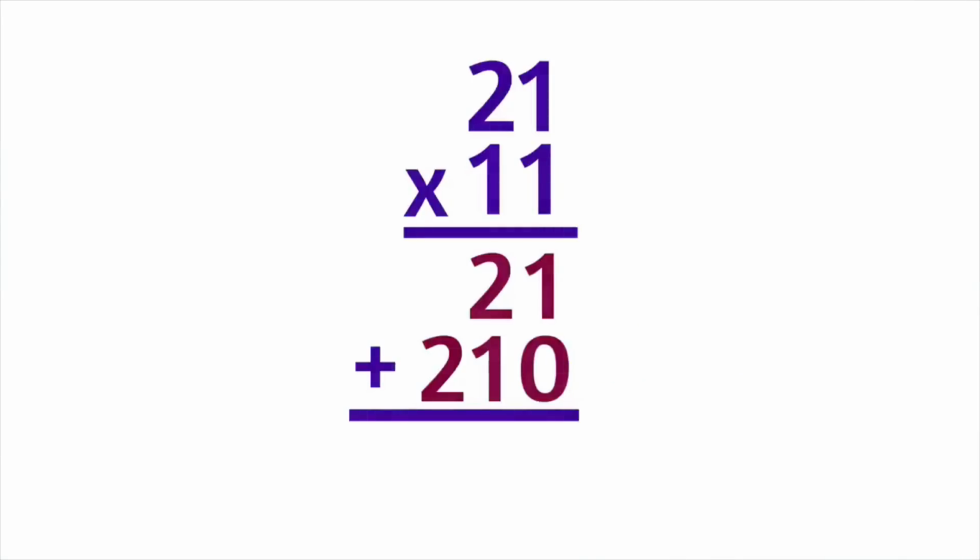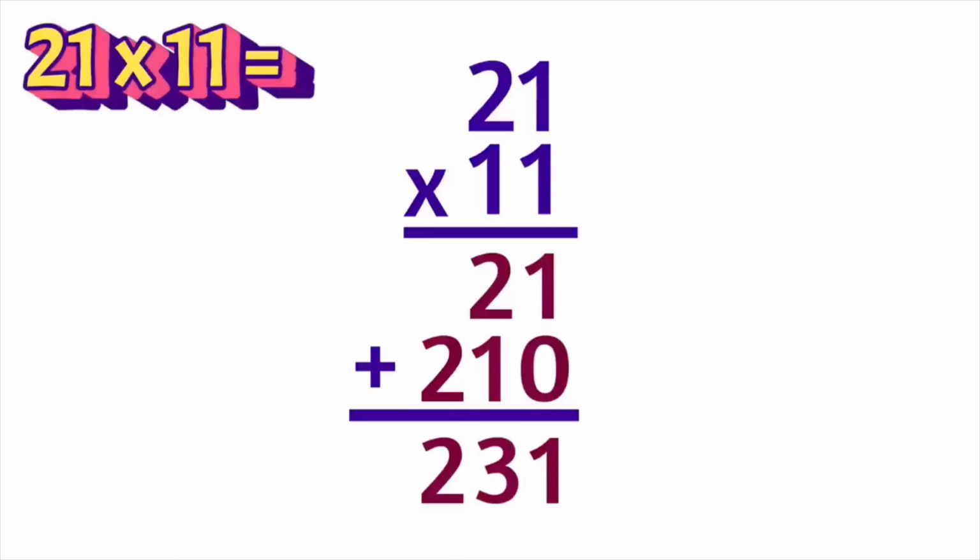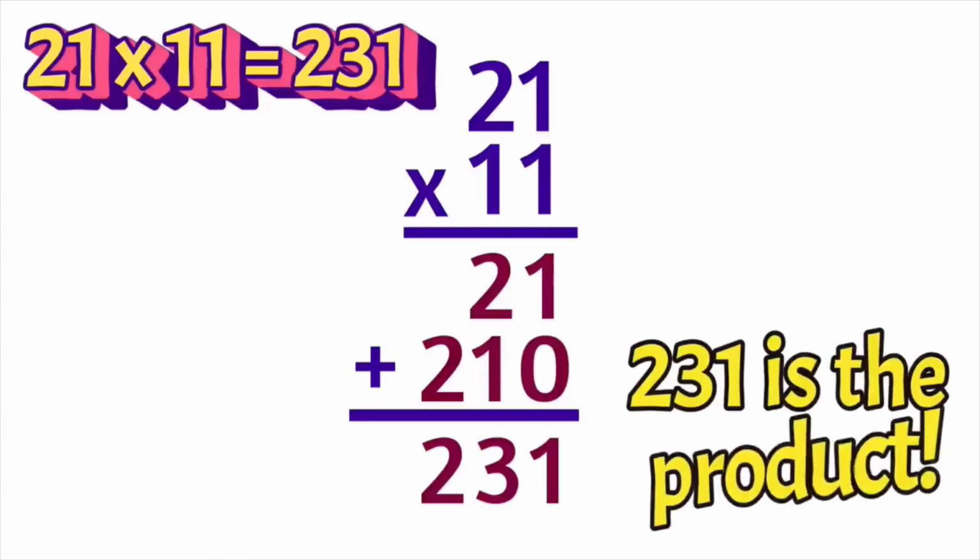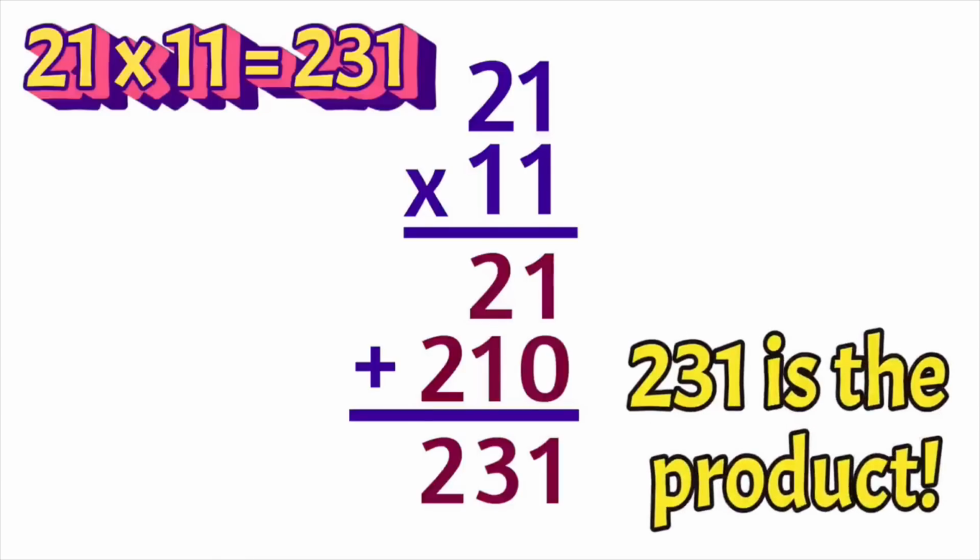1 plus 0 equals 1, 2 plus 1 equals 3, yeah. And this final line just has the number 2. And we have our answer. 21 times 11 equals 231. 231 is the product. Amazing job.